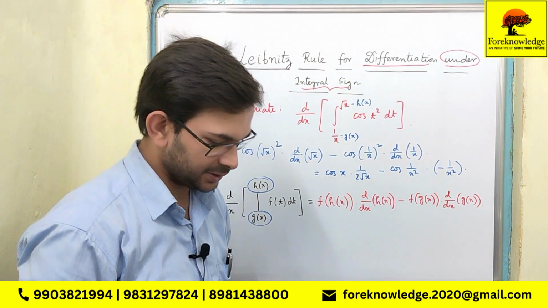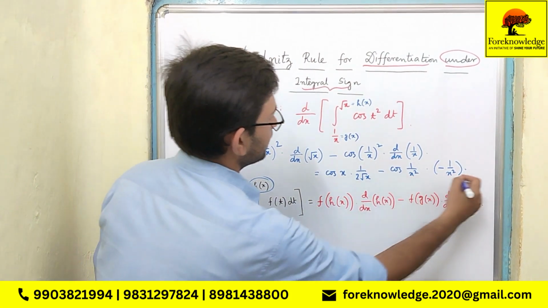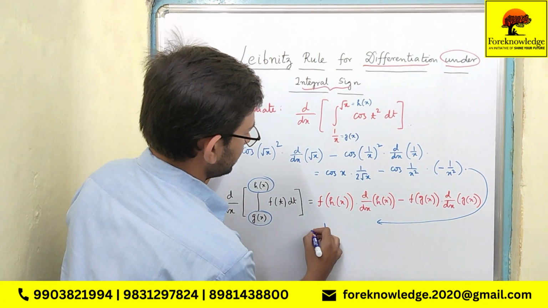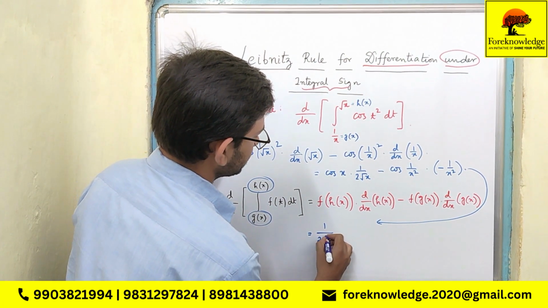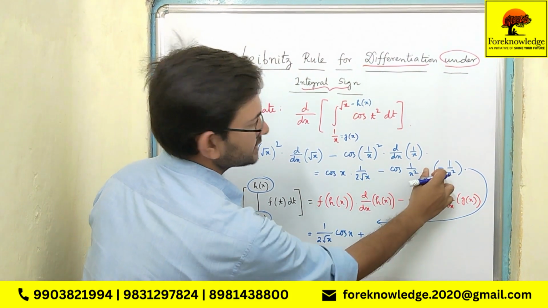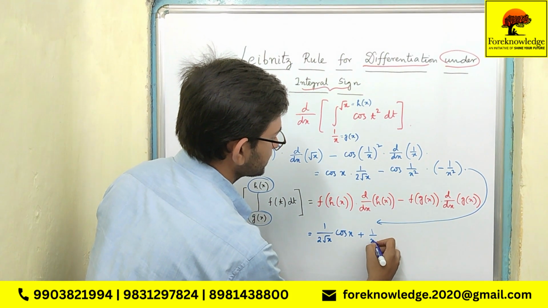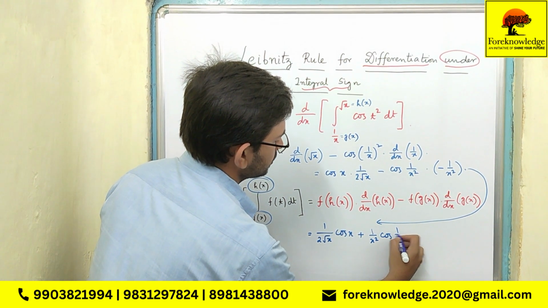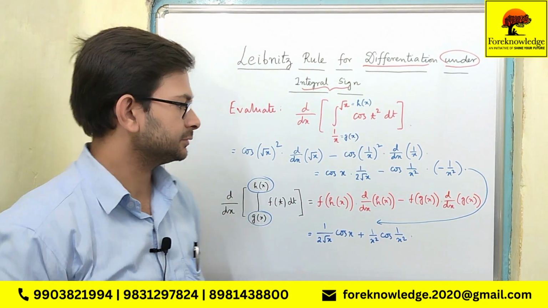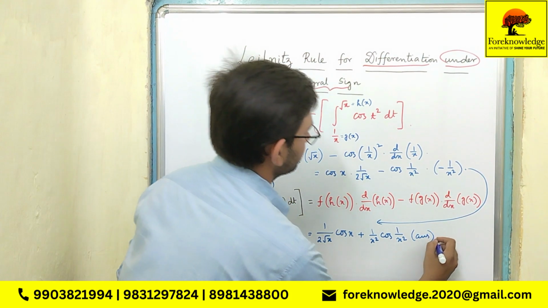Now just simplify this. The answer will be, I am writing down here: 1 by 2 root x cos x. This minus will bring us a plus 1 by x square cos 1 by x square. This is your answer for the question.